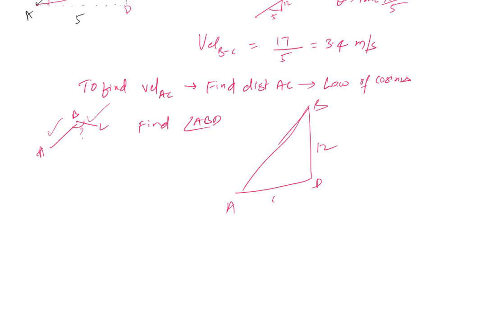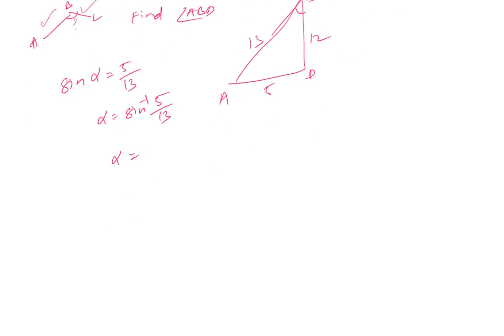ABD, 12, 5, 13, right? So I'm going to call it alpha. Sine alpha is equal to 5 over 13. Alpha is sine inverse 5 over 13. Alpha is what? Sine inverse 5 over 13, 22.6.